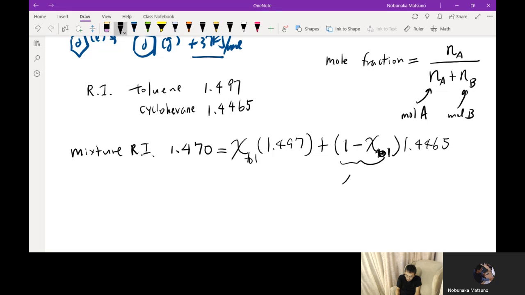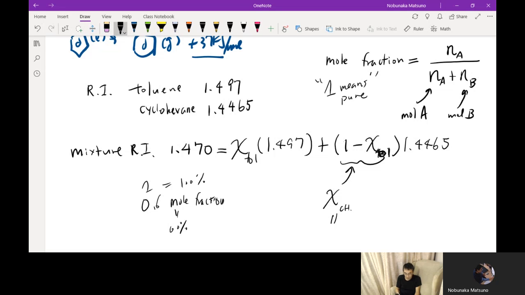This part right here, in reality, is actually the mole fraction of cyclohexane. So keep that in mind, because the whole thing is equal to 1. 1 means pure, right? So you have a fraction. So 0.6 mole fraction, let's say, is 60%. 1 means 100%.